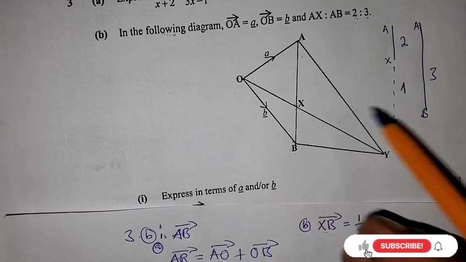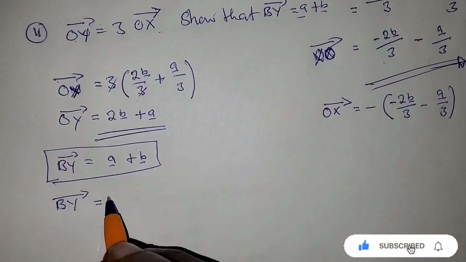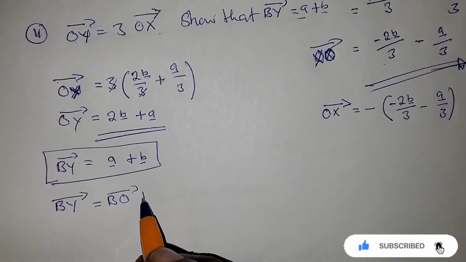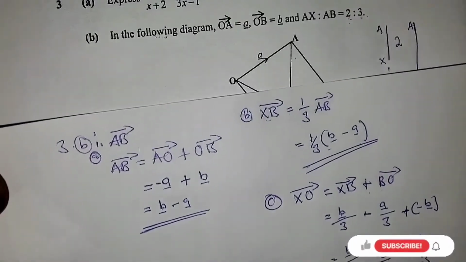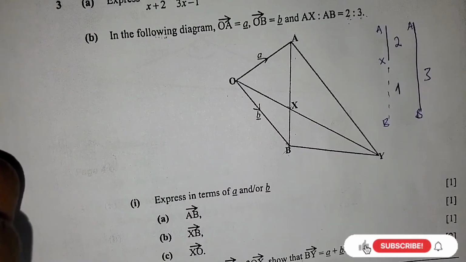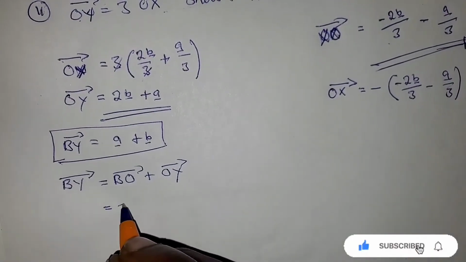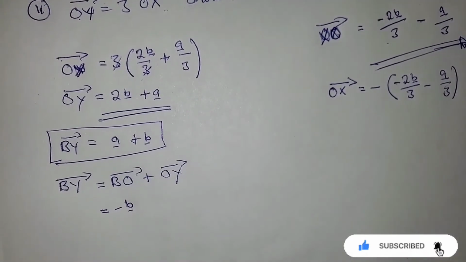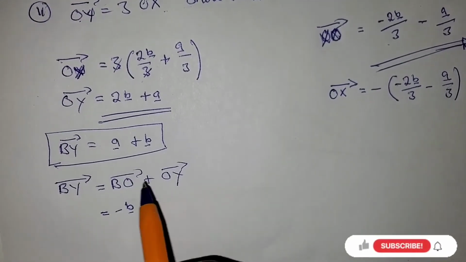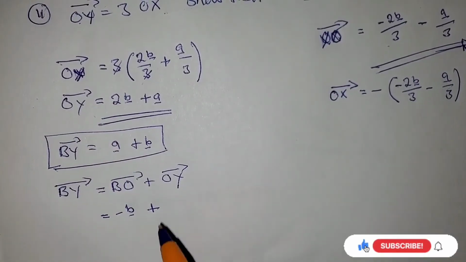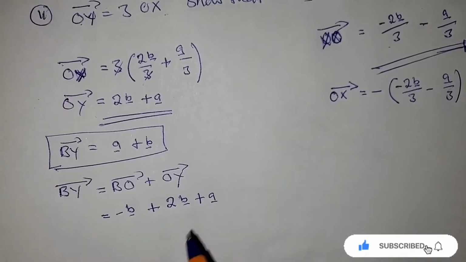BO is negative b. So here we're going to say BO plus OY. Alright, now like I said here, look at BO. BO is negative b, since it's all moving in the opposite direction. So it's going to be negative vector b, plus OY. What is OY? OY is this one, we've already calculated it. OY is 2 vector b plus a.